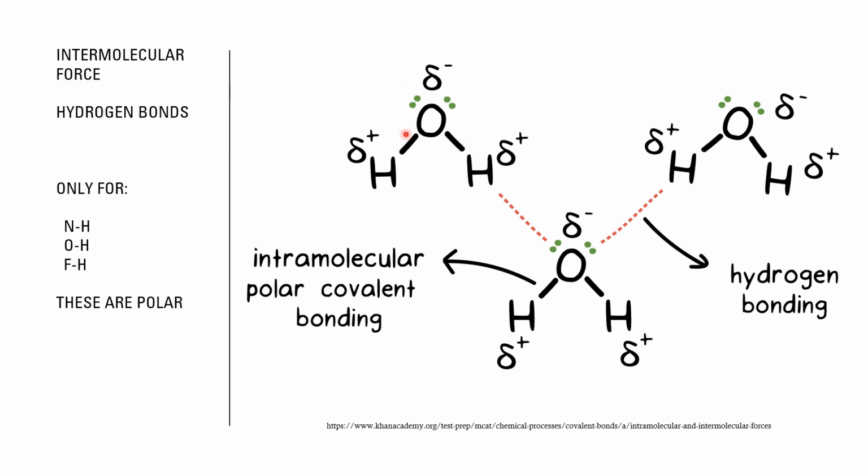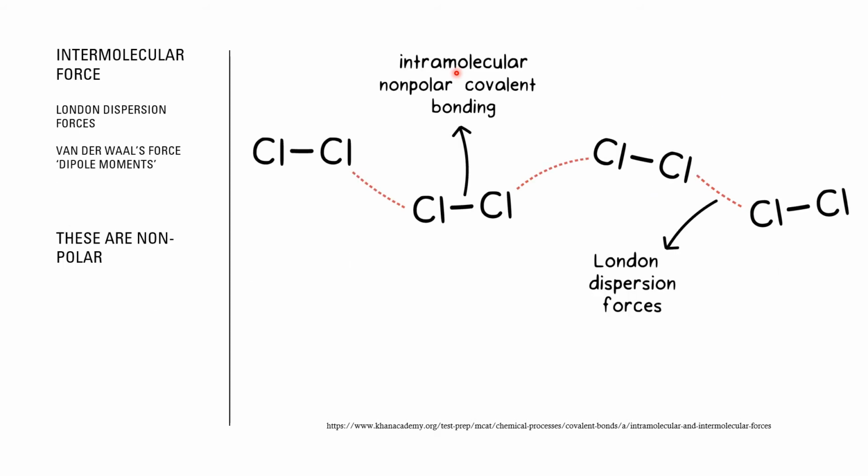In the example for water, there are oxygen-hydrogen bonds forming positive dipoles on one side, or positive poles on one side, and negative poles around the oxygen, and they can also attract to each other as well.